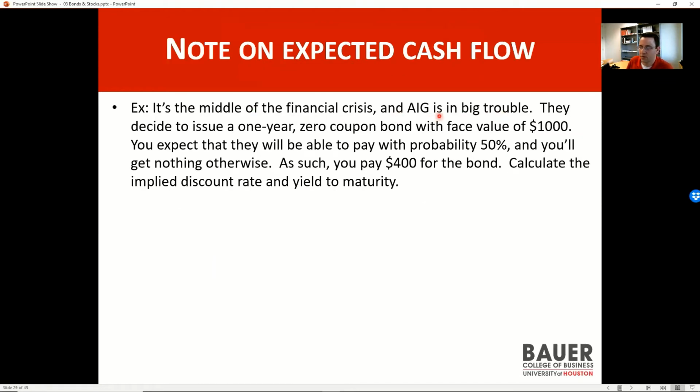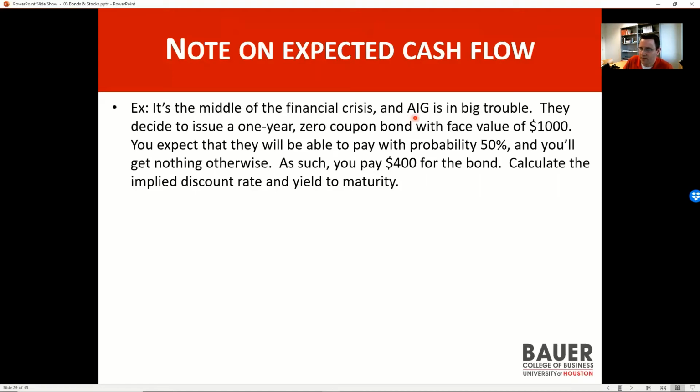AIG is in big trouble. AIG wrote a lot of insurance on subprime debt. This was 12 years ago by now, but a lot of these subprime mortgages got into trouble during the financial crisis. AIG wrote insurance on these. So if those contracts are in trouble, AIG has to pay out a lot of money because they wrote insurance on the subprime mortgages.